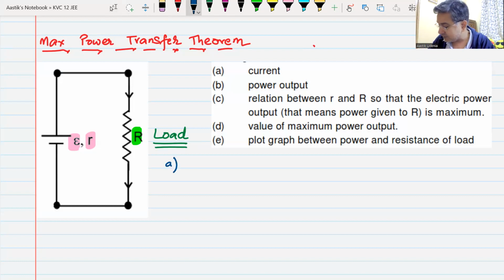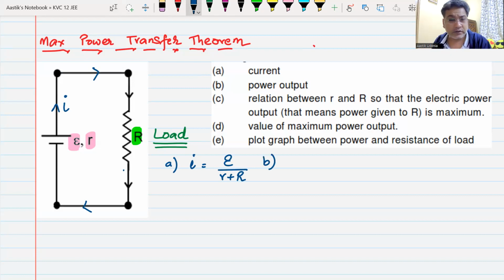The current in the circuit, if I call this current I, we can very easily see that this I will be equal to E, the EMF of the battery, divided by R plus capital R. No points for guessing this one. It is as simple as it gets.